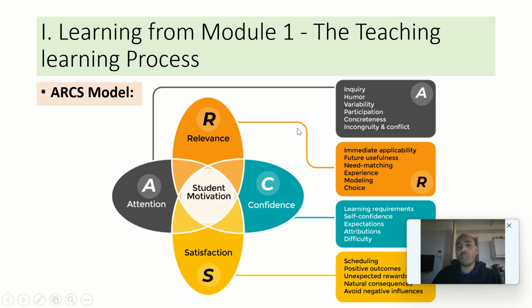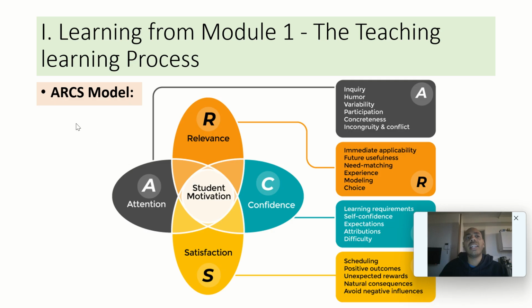Then comes the most important thing which I feel I have learned in this class, the teaching-learning ARCS model. I have been using it since the time I learned it, and I have always been using it. So what is this ARCS model? A stands for attention, R for relevance, C for confidence, and S for satisfaction.